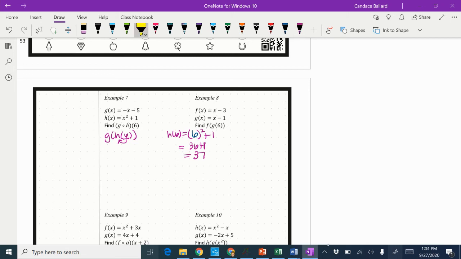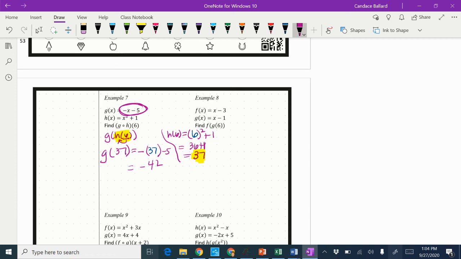Now that I know that h of 6 is 37, I'm going to substitute that in. So we've got g of 37 equals, I'm now going to plug that 37 into my g function. So negative, parentheses for the x, minus 5. I'm going to plug in the 37. And you'll notice that it's just going to be negative 37. The parentheses really don't help or hurt here. So that's going to be negative, let's see, 37 minus 5. Let's just make sure. 42.